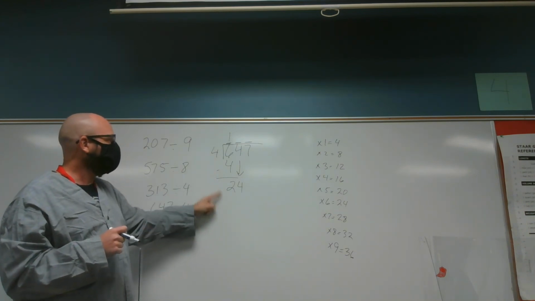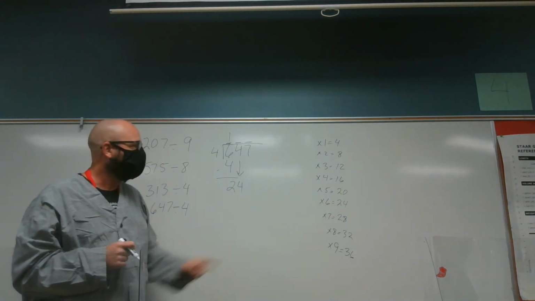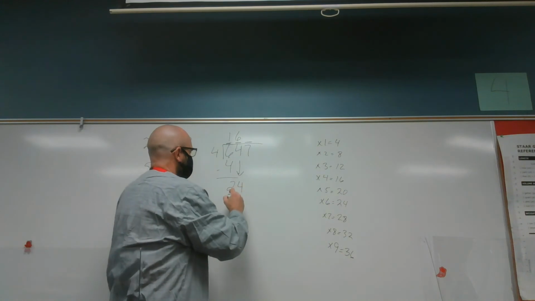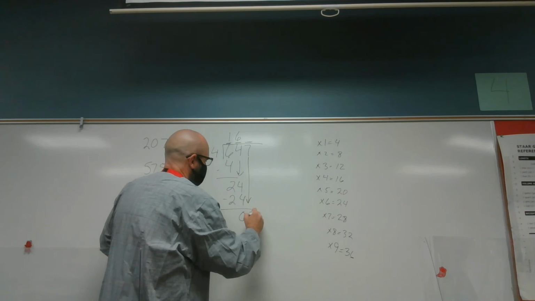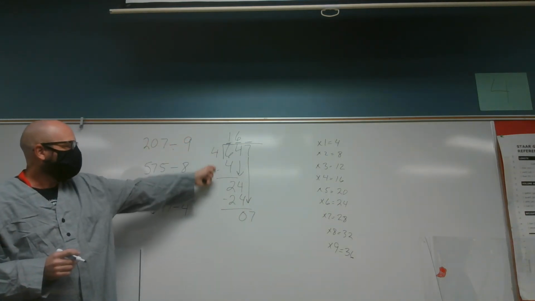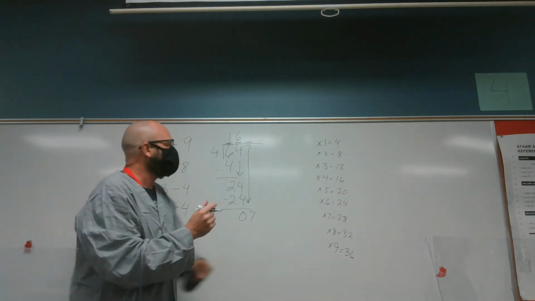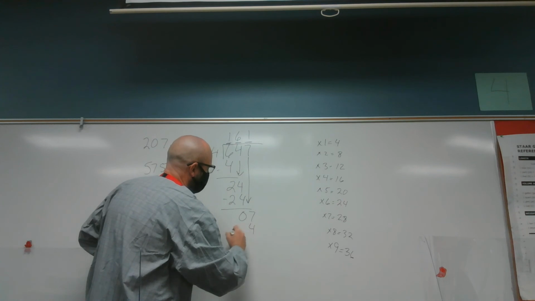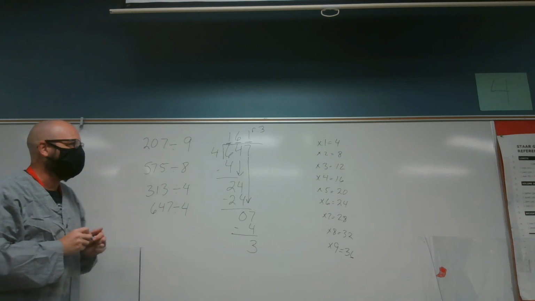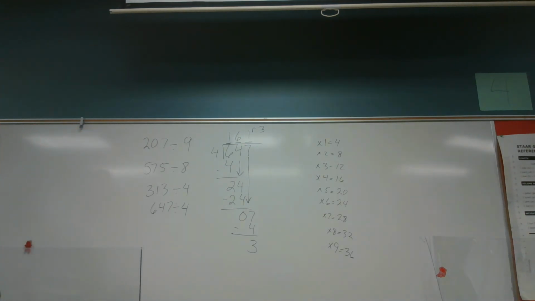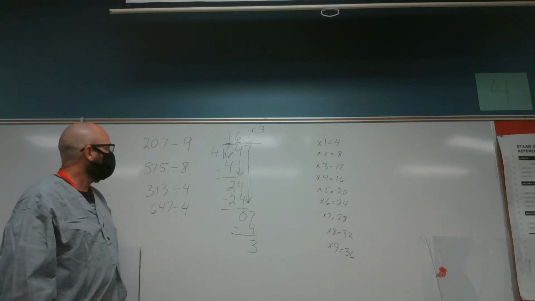Now I see 4 into 24. So I go down and I look at my list. Boom, I can get exactly 24. And that's times 6. So 6 times 4 is 24. Subtract, I get 0. Now I bring down the 7. I need to see if 4 can go into 7. 4, 8, oh, 8's too big, so it must be times 1. Times 1 is 4. Subtract, I get 3. 161, remainder 3 is our answer.